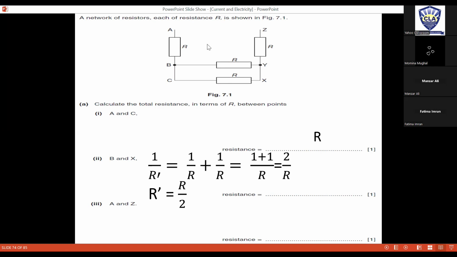A and Z. This is R, this is R by 2, this is R. So it is R plus R by 2 plus R. So your total resistance comes out to be 2.5 R.